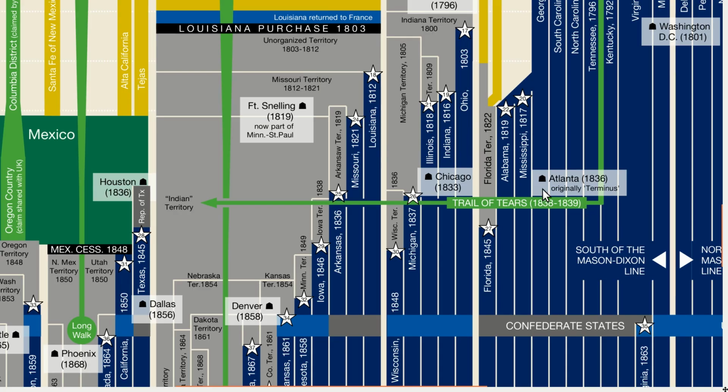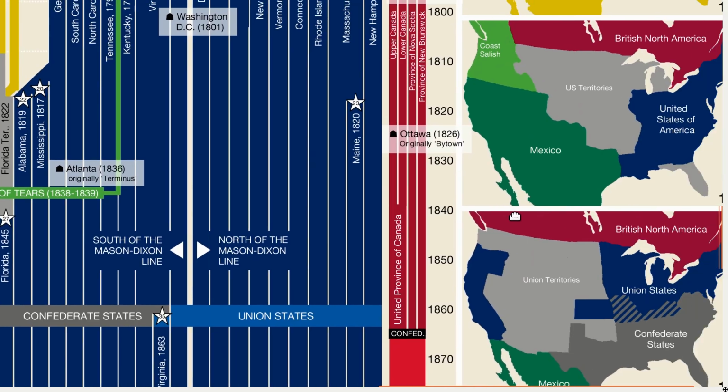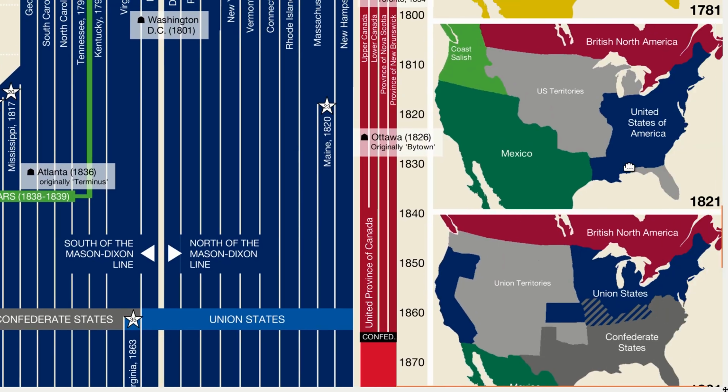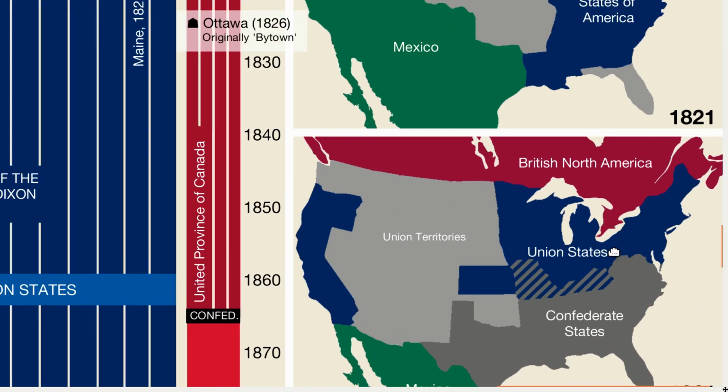You'll notice the Trail of Tears shown here. This was an event in which tens of thousands of Native Americans were forced to move halfway across the continent from their original lands to lands designated as Indian Territory further west. Let's go back to the maps.